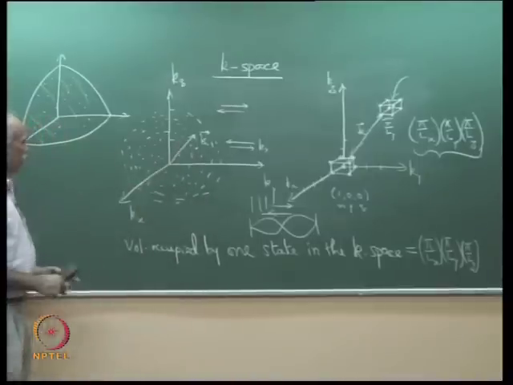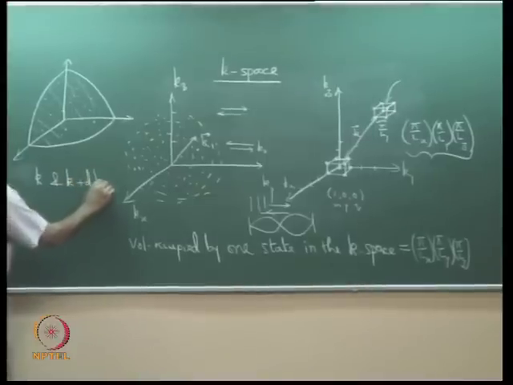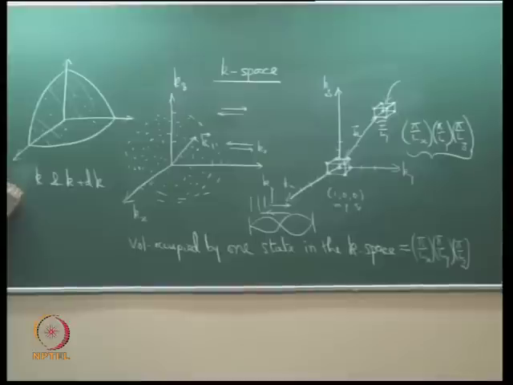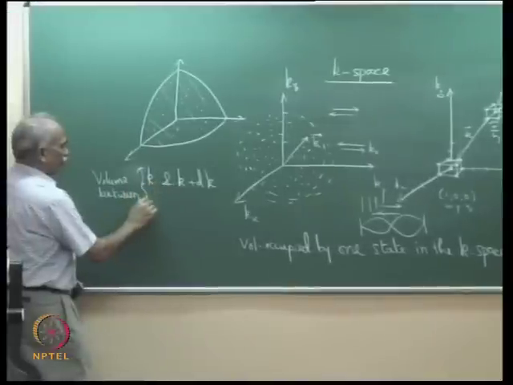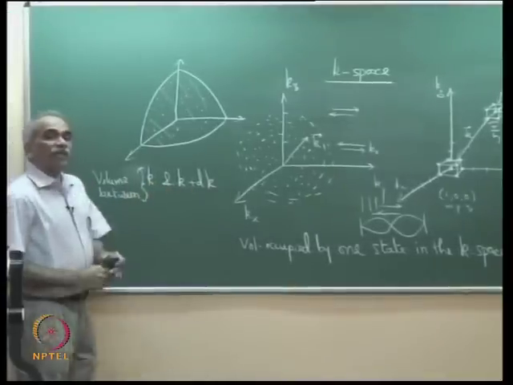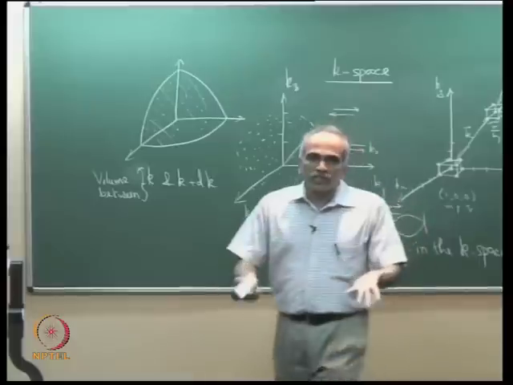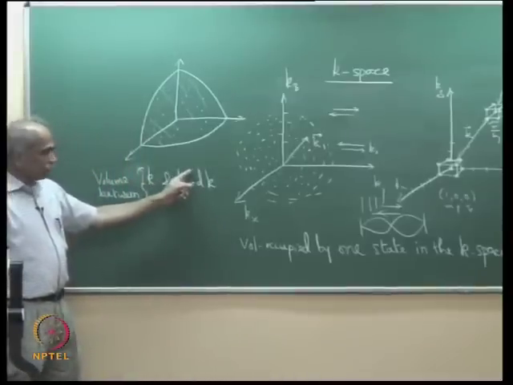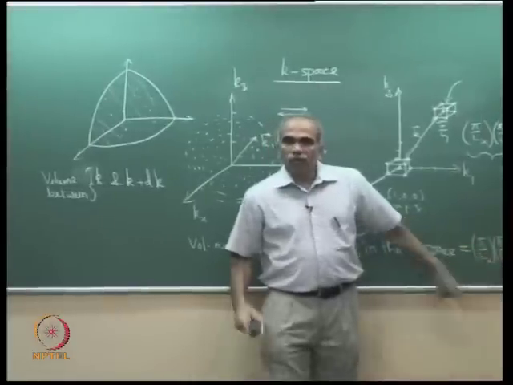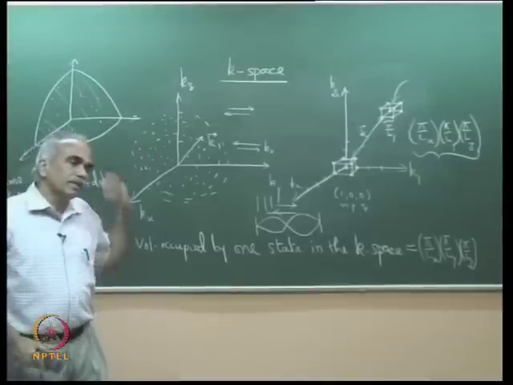In the K space, if I find the volume between K and K plus dk, and divide it by the volume occupied by one state, that will give me the number of states between K and K plus dk. Per unit volume, that will give me the density of states.